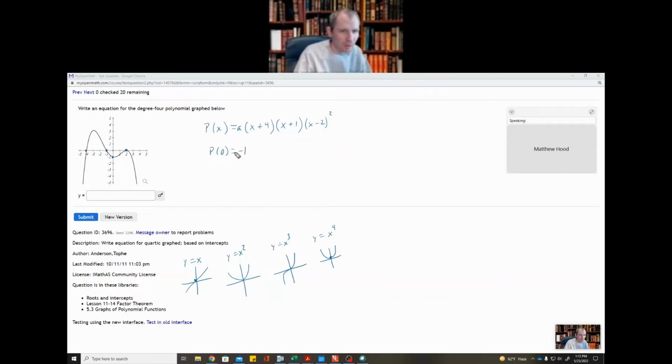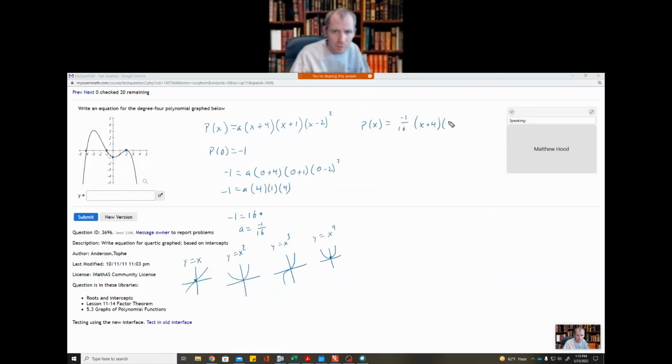Okay, so what does that look like? Well, that means that when I plug in 0 for x, my output is -1. And when I plug in 0 for x, I'm going to get 0 plus 4, 0 plus 1, and then 0 minus 2 squared. So -1 equals a times 4 times 1 times 4. So -1 is 16a, so a is -1/16. So then that tells me that my equation is going to look like -1/16 times (x plus 4)(x plus 1)(x minus 2) squared.